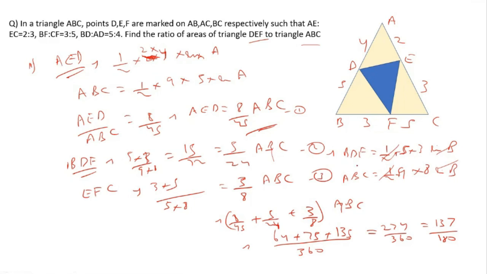And so the remaining area, what would be the remaining area? Would be 1 minus of this. Basically 1 minus 137 by 180, so that will be the area of DEF upon ABC. So the ratio would be 53 upon 180. Any questions? No, it is 43, right? 43 by 180. Okay, yeah, 43 by 180.